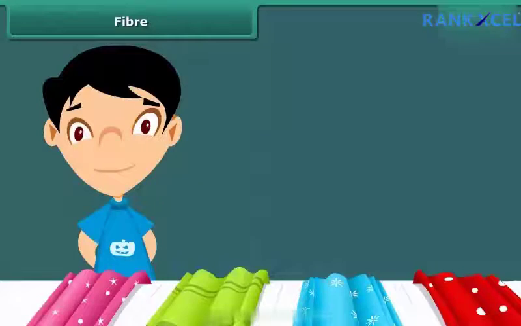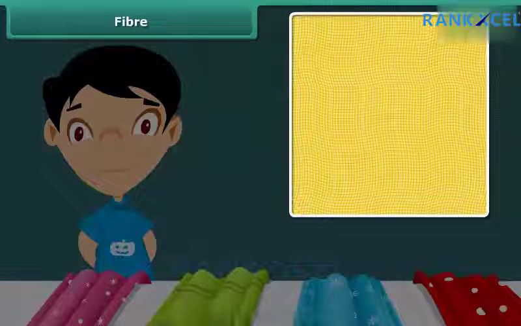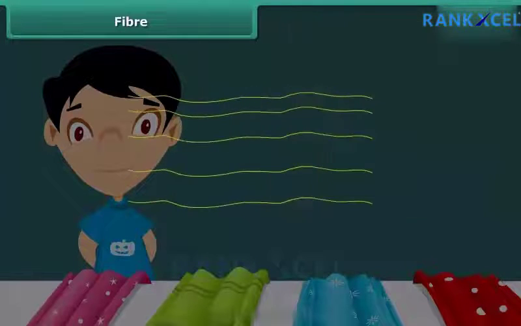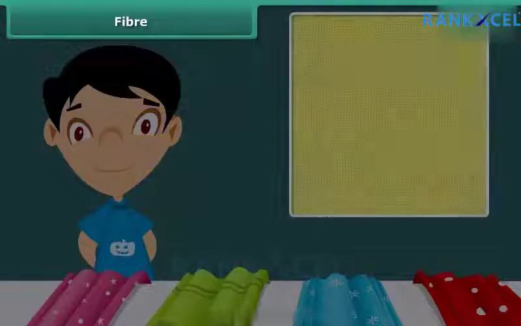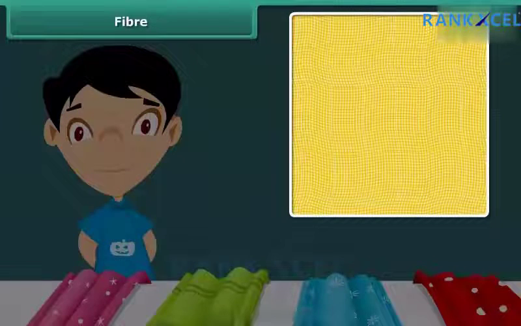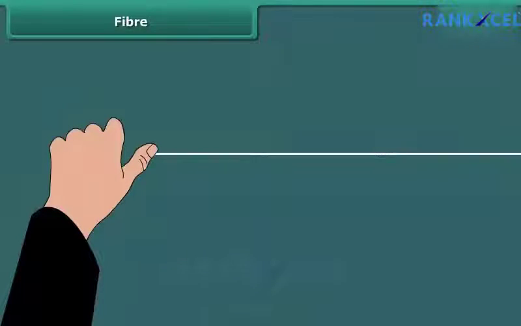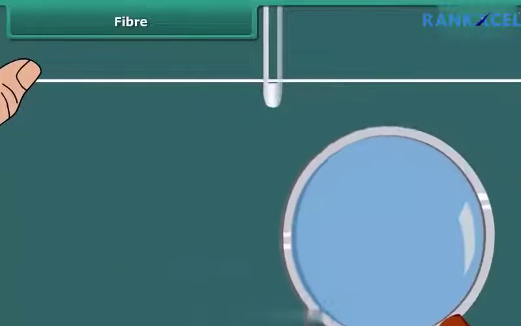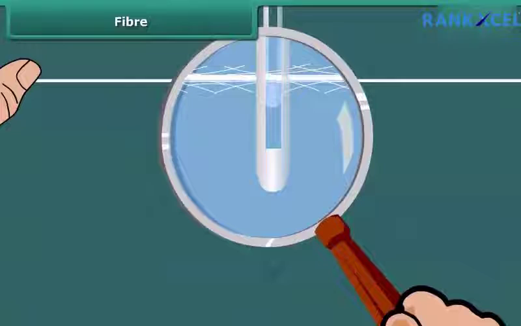Fiber. Have you ever had a closer look at a fabric? If yes, you must have seen many yarns in it. These thin yarns are made up of still thinner strands called fibers. To understand this, take a piece of fabric. Take out a yarn from it. Now press one end of the yarn with your thumb. Scrub the other end of the yarn along its length with a needle. You can see that the yarn splits into thin strands. These thin strands are fibers.